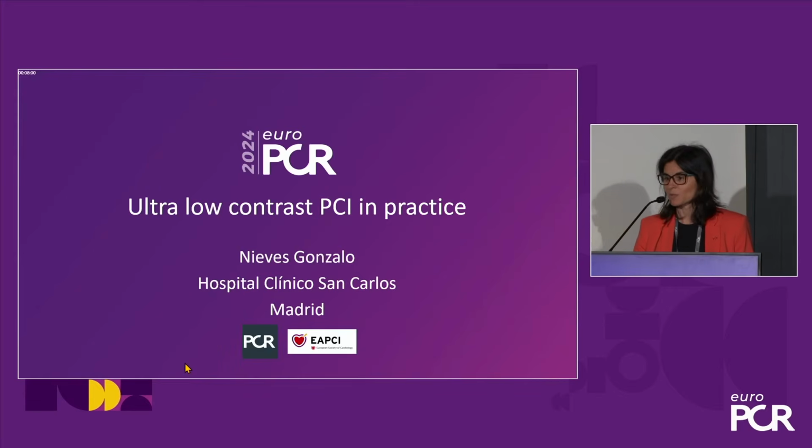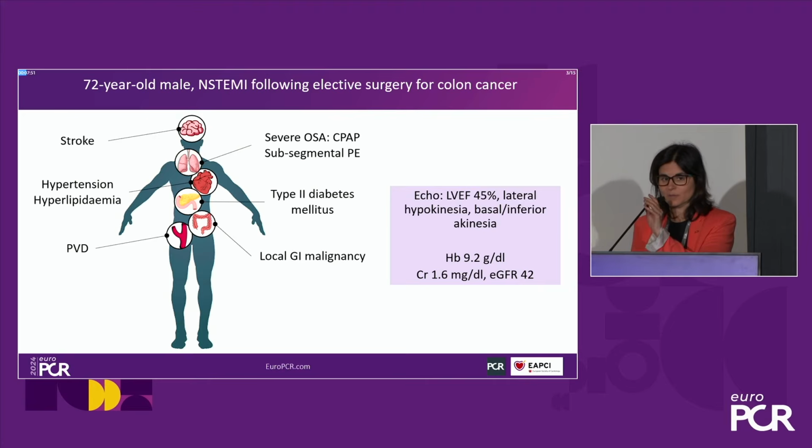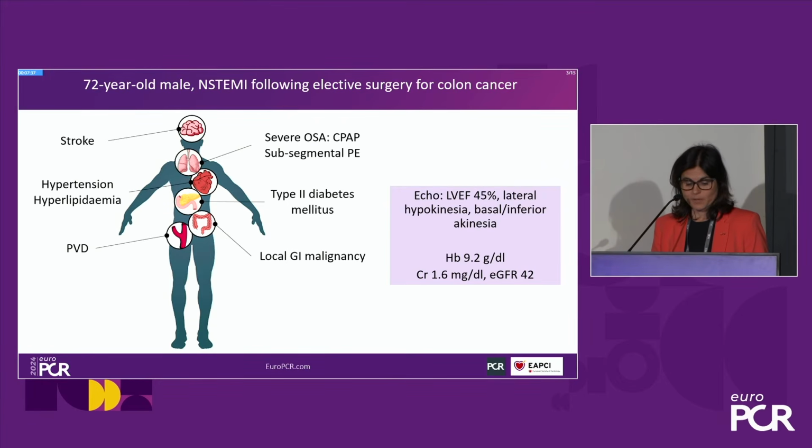So thank you very much for the invitation to participate in this session. These are my disclosures. So the patient is a 72-year-old male that had a non-STEMI following a surgery for a colon cancer. And you can see it's a patient with a lot of comorbidities, including peripheral vascular disease and a previous stroke. He's also diabetic. He also has left ventricular dysfunction, 45% ejection fraction, and inferior akinesia in the echo. Besides, he's a patient with anemia and renal dysfunction with a GFR of 40, creatinine around 1.6.